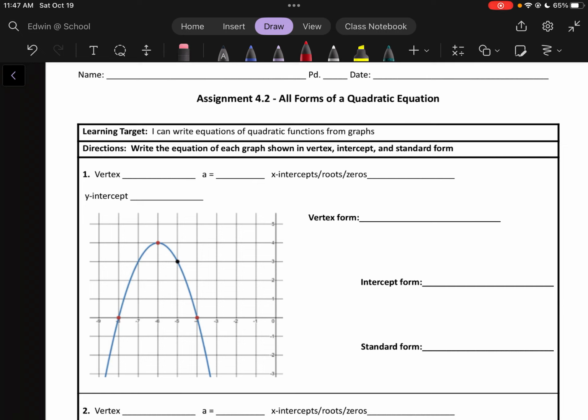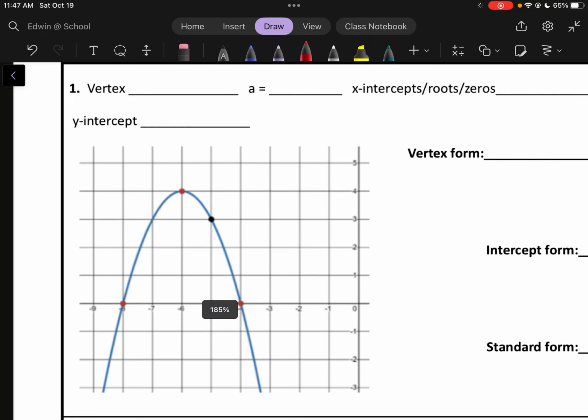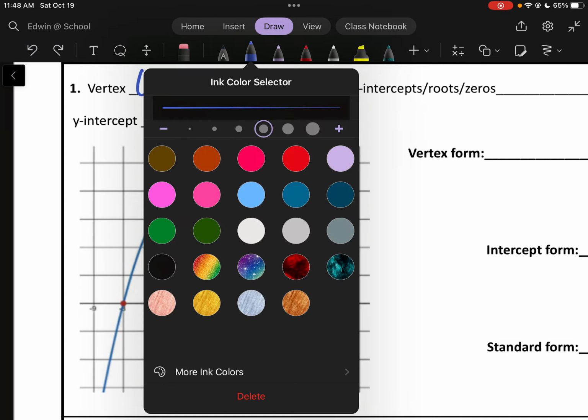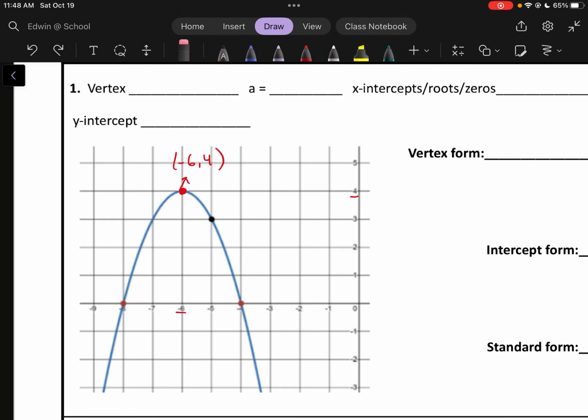We are asked to write the equation of each graph in vertex, intercept, and standard form. The best way to start is always to just look at the graph and identify the key features. See, we got a vertex right here. It's going to be at negative 6, comma 4. So I'll just label that right here. Close by parentheses.